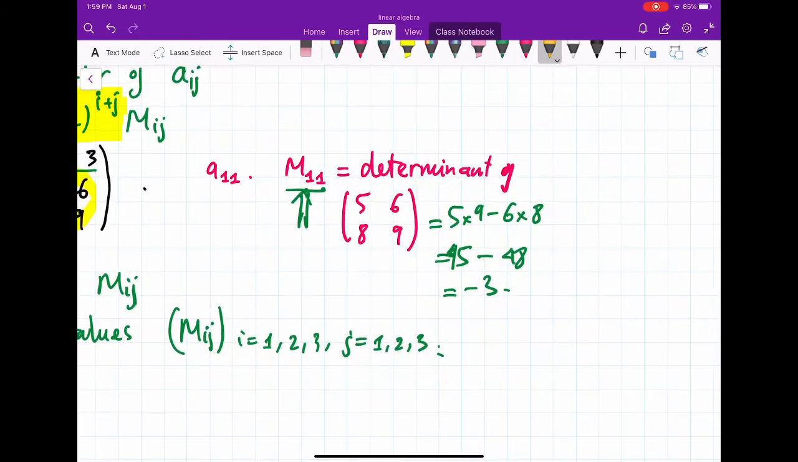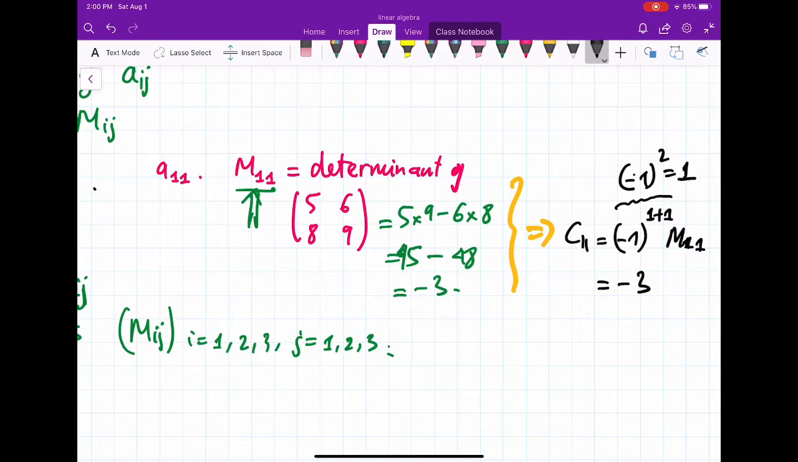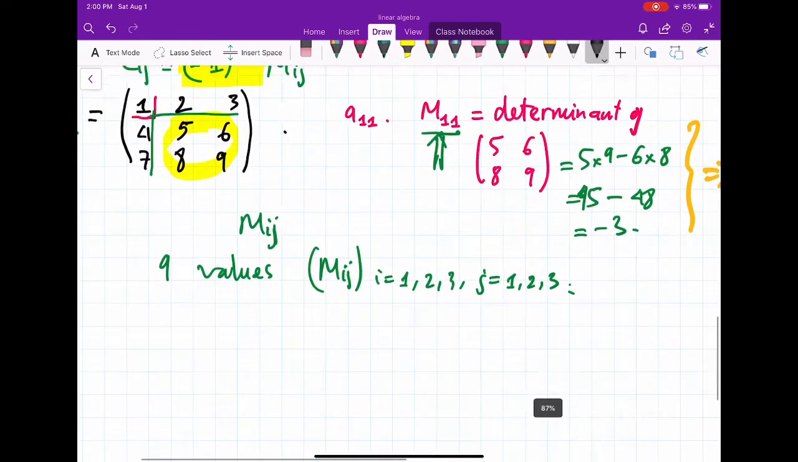So from here you can find C11. What is C11? That is (-1)^(1+1) times M11. That is -3, because -1 to the power 2, the square, is just 1.